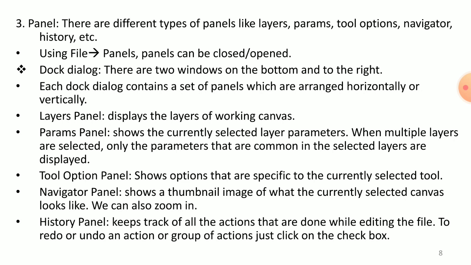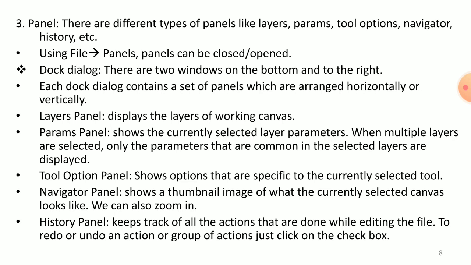The Layers panel displays the layers of the working canvases. The Params panel is a different panel. The Params panel shows the currently selected layer's parameters. When multiple layers are selected, only the parameters common to the selected layers are displayed. That means the parameters panel. And the Tool Options panel shows options that are specific to the currently selected tool.